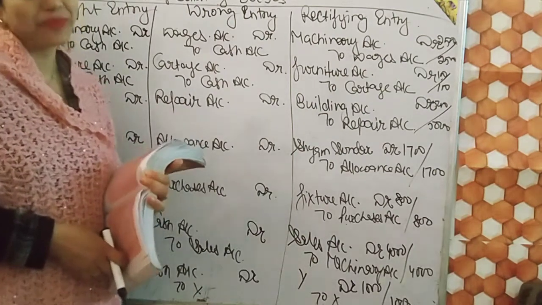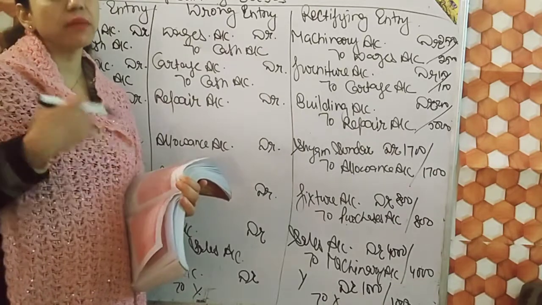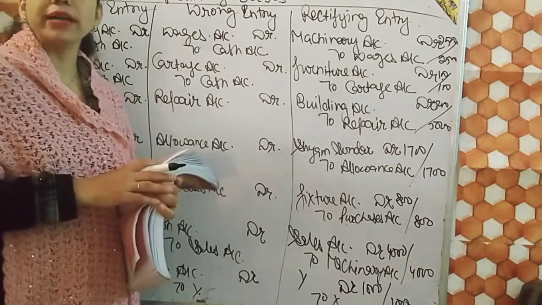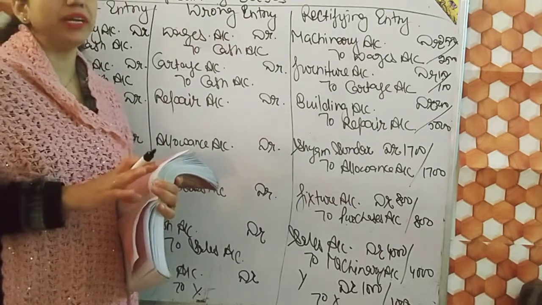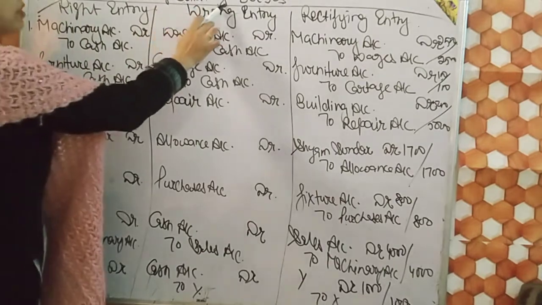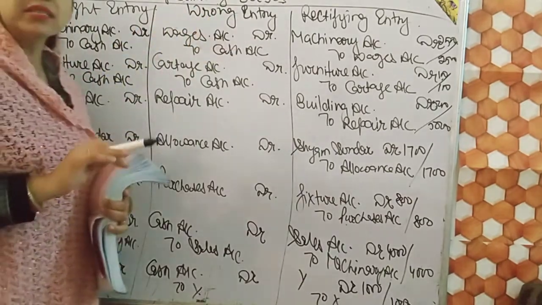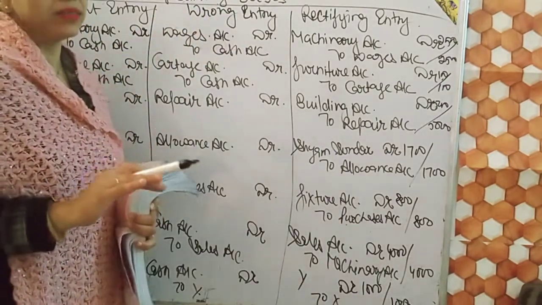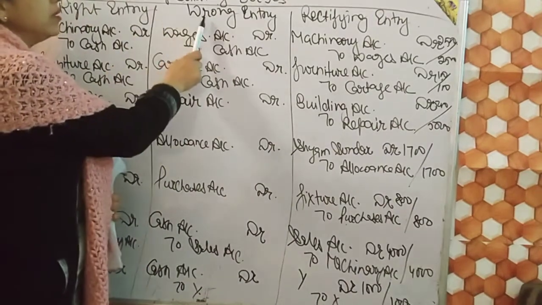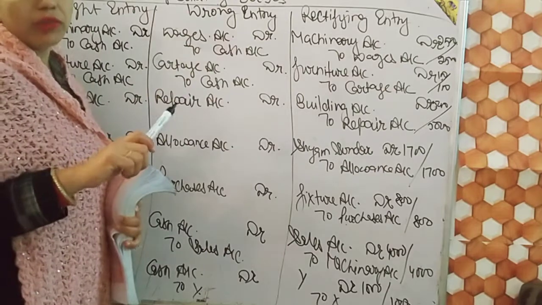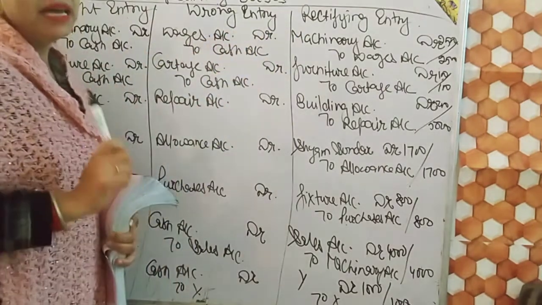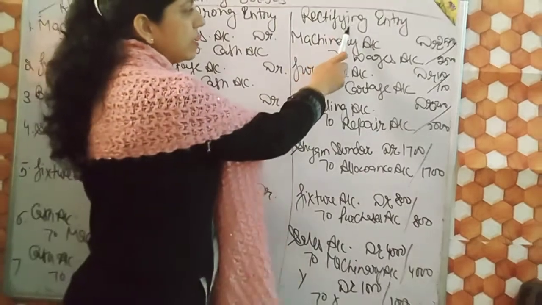Good morning, students. Today we will do some more practical questions of rectification of errors so that you get to know the concepts very easily. So we are doing illustration number 7, rectification of errors. What is the procedure to rectify the errors? You have to write the right entry, then write the wrong entry, and after that rectify the entry. Examiner will check only the rectifying entry.